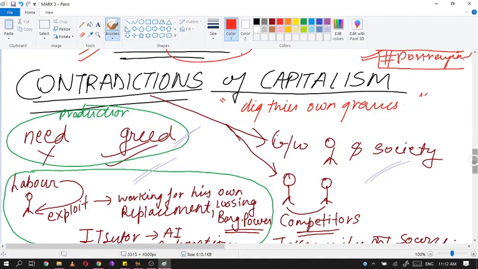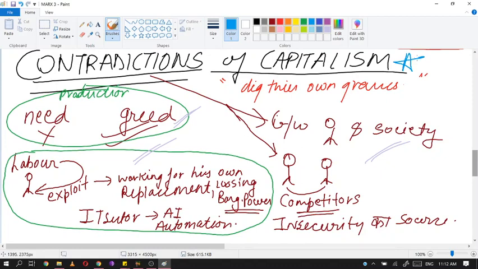Contradictions of capitalism. What does contradiction mean? Contradiction means not sustainable. Like whatever capitalism wants to do, it is actually not doing it. In fact, it is digging its own grave. That is, capitalism will make sure it ends. Capitalism will end itself. It is so destructive in nature. How?